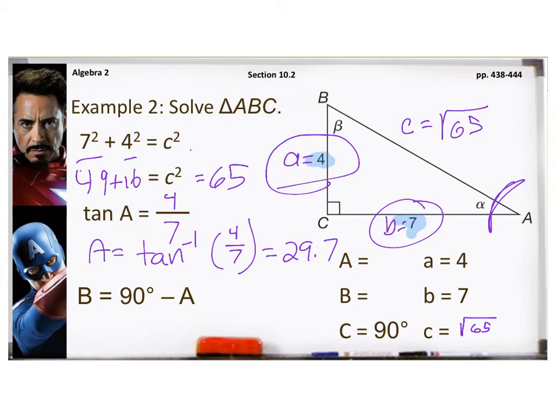Okay, so A is 29.7. Well, since I know the sum of all the angles is 180, and I know C is 90, that means A plus B has to equal 90. So I can find B by taking 90 minus A. Well, if A is 29.7, then 90 minus that number is 60.3.